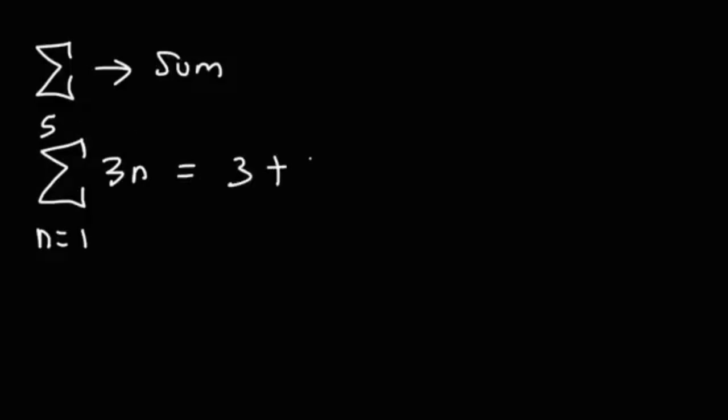Sigma corresponds to sum. So for instance, let's say I have the summation of 3n from n equals 1 to 5. What this means is if I plug in 1, I get 3. If I plug in 2, I get 6. If I plug in 3, I get 9. 4, I get 12. 5, I get 15.